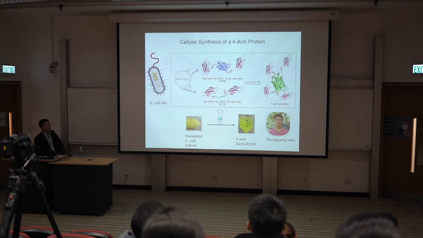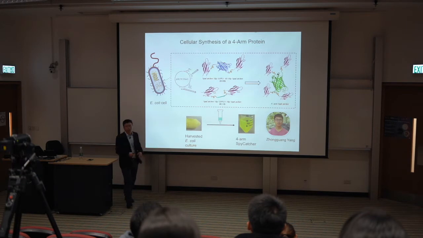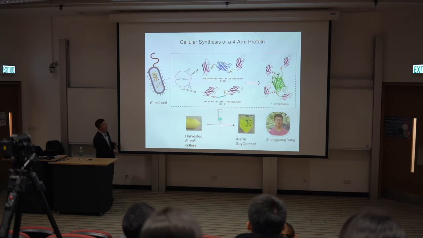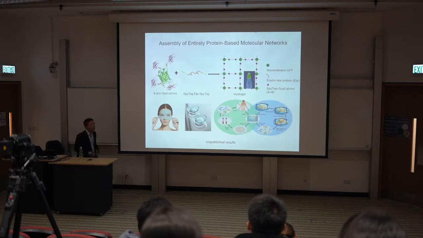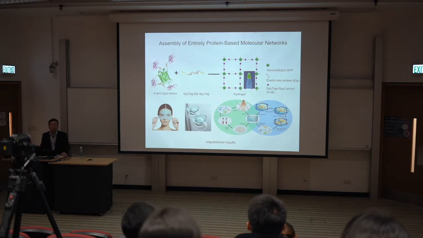And a student in my lab, Zhongguang, is able to use cellular machinery to make 4-arm proteins. Once you have these 4-arm building blocks, you just put the gene into E. coli, and ask the E. coli to make these 4-arm proteins. And then you mix it with the proper building block, and you can make an entirely protein-based network. This is a hydrogel material. With hydrogels, you can do a variety of drug delivery or tissue regeneration. You can just use genetic programming to alter the biological and physical properties of this material system.